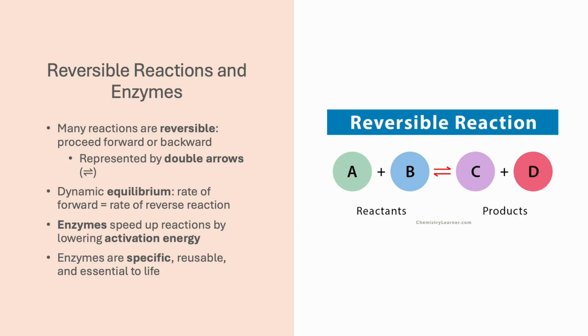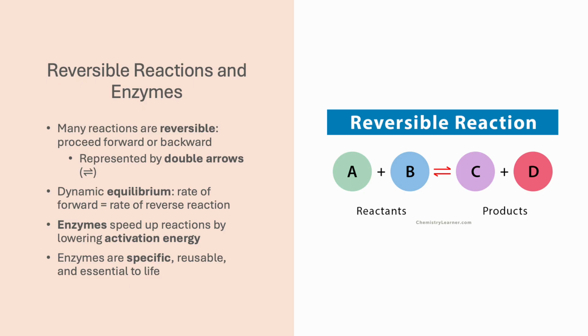Not all reactions go in one direction. Many are reversible, meaning they can proceed forwards or backwards depending on the body's needs. These reach a state called dynamic equilibrium, where the amounts of reactants and products stabilize. This flexibility is key to regulating metabolism and maintaining homeostasis.